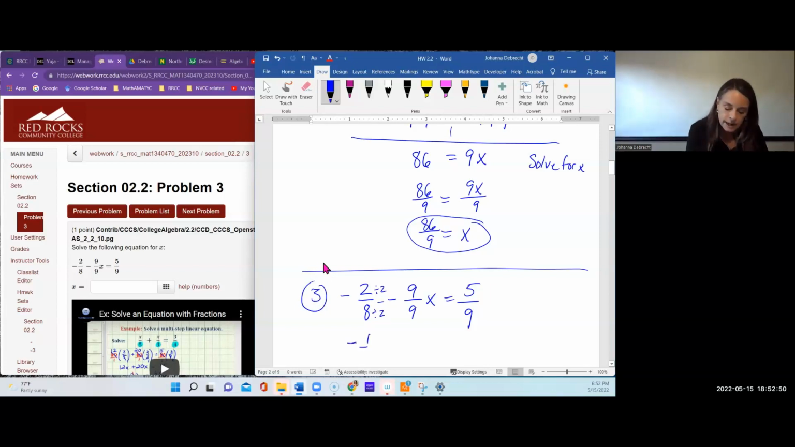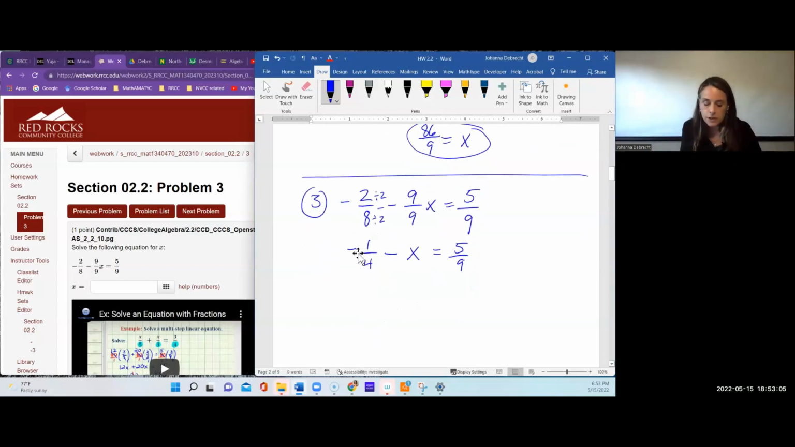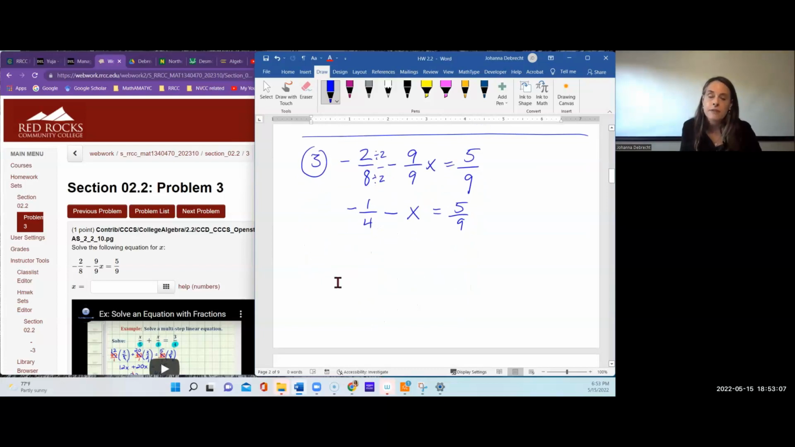That will give me a negative 1 over 4 minus, well, 9 divided by 9 is 1, so that's just 1x or x, equals 5 divided by 9. It does help to go ahead and reduce it before you get started. That way you have less work to do at the end of the problem.